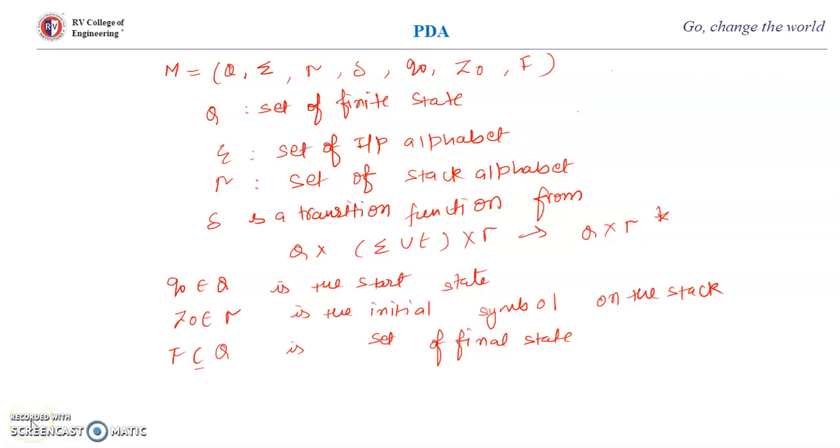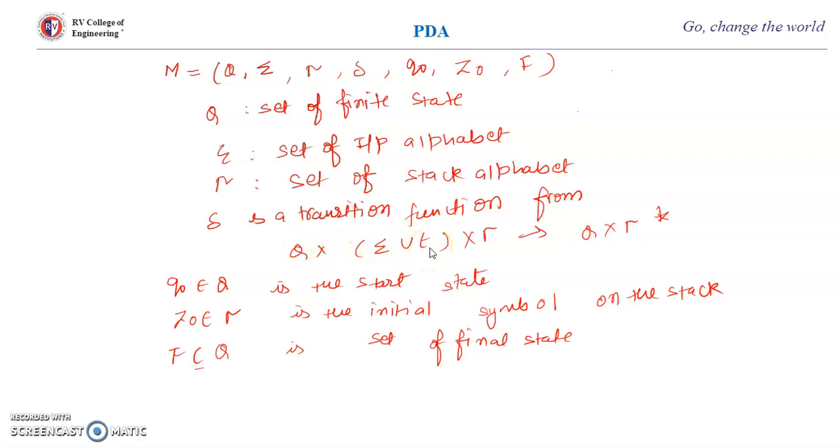In continuation to my previous video lecture, today I will be discussing the PDA definition and also how to represent the PDA. It has the following tuples. Q is a set of finite states, sigma is a set of input alphabet. These two tuples are the same as finite automata, and this is the symbol used to represent the stack alphabet. And delta is a transition function, which is a mapping from Q into sigma union epsilon.